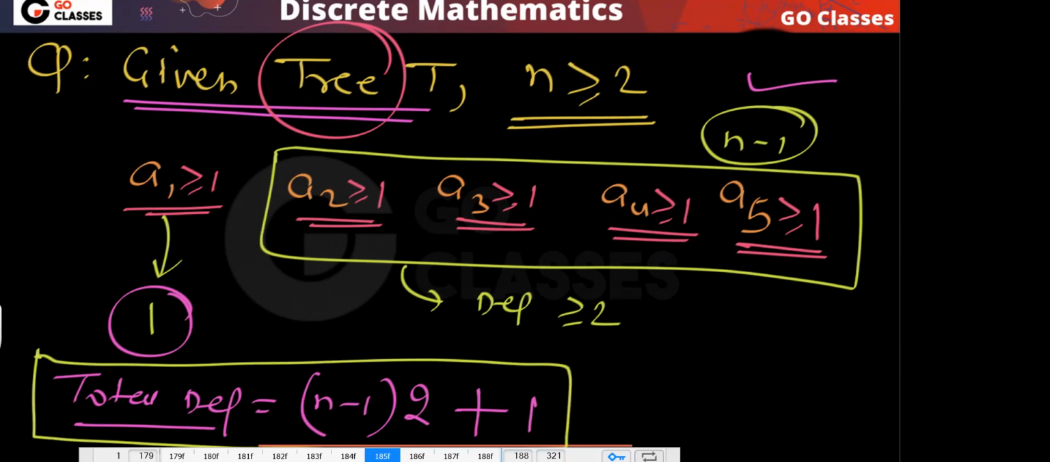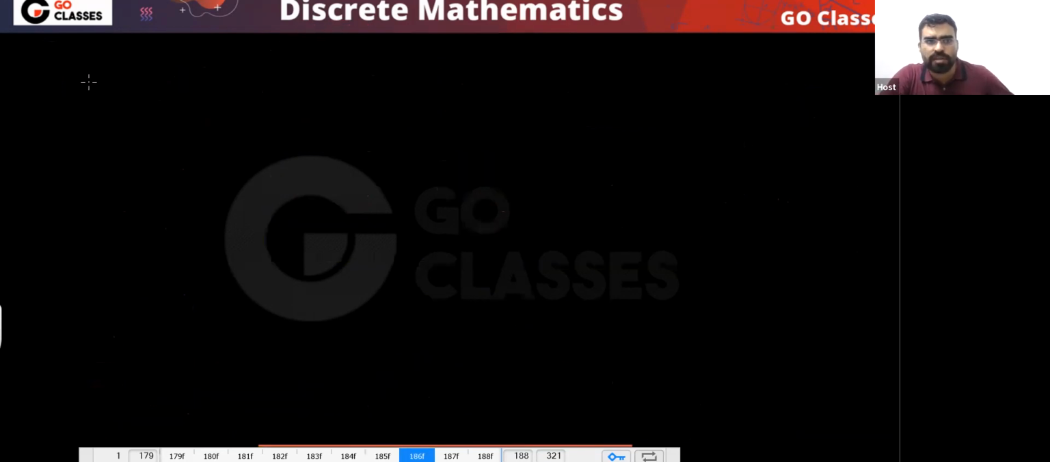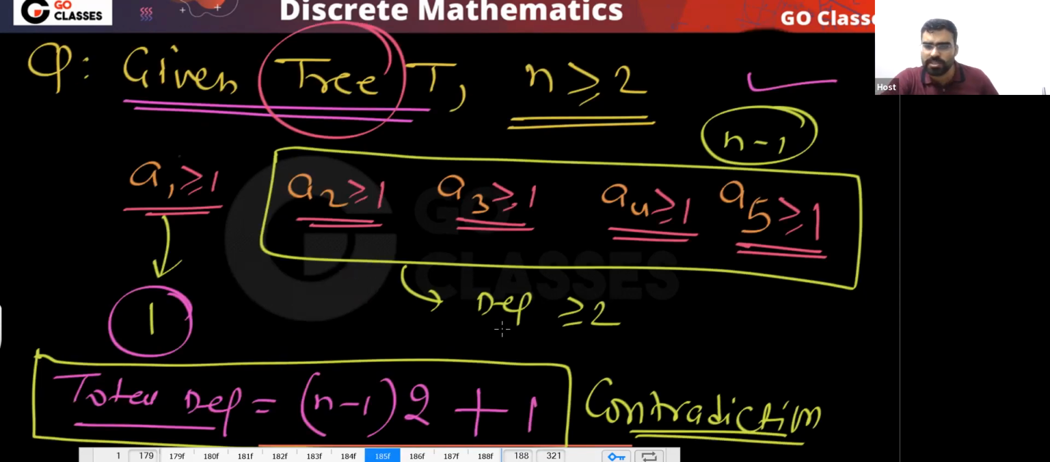But in a tree, what should be the total degree? This is a contradiction. Why is this a contradiction? Because in a tree, total degree should be this. But the total degree here is more. You are getting more. It means this is not a tree. So there is a contradiction. So it means you have at least two vertices of degree 1. Is this clear, Manideep? Yes.